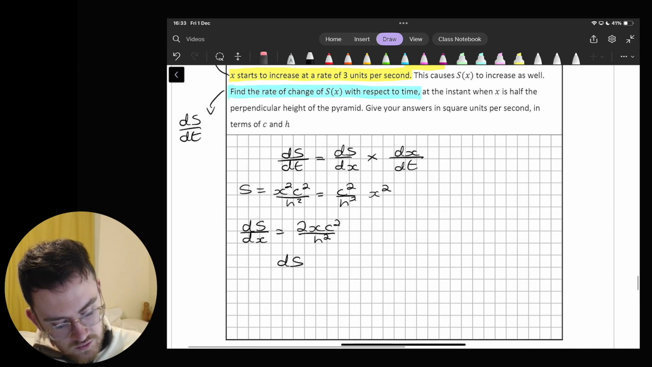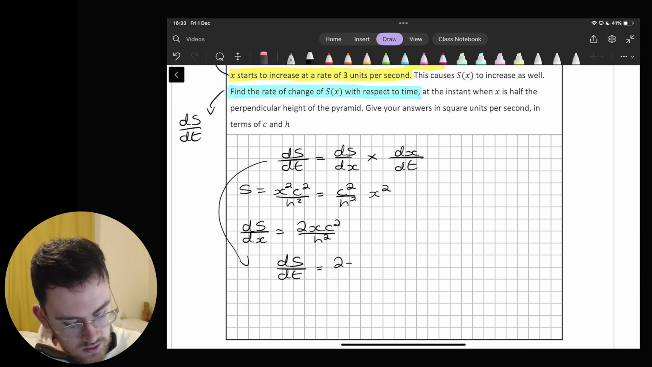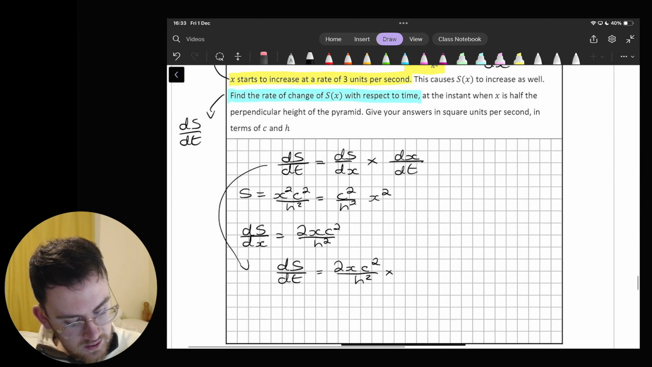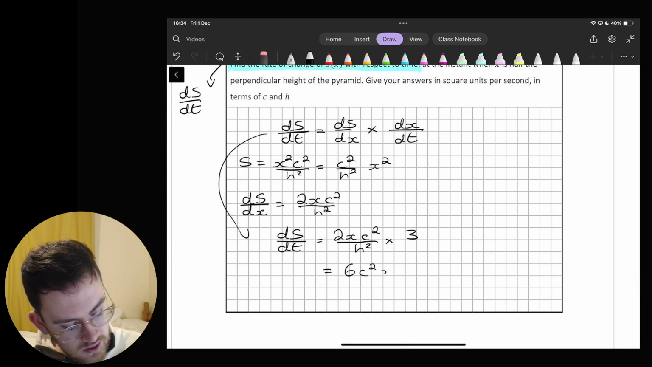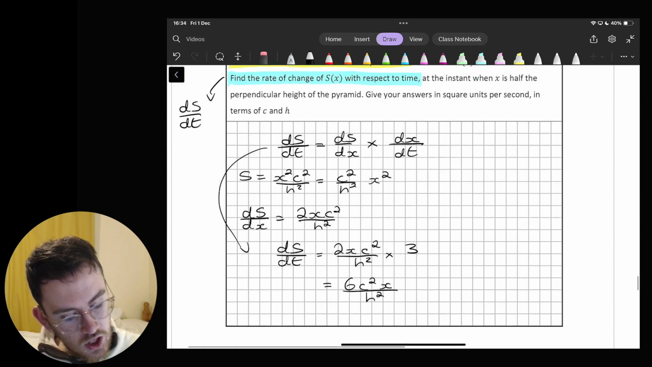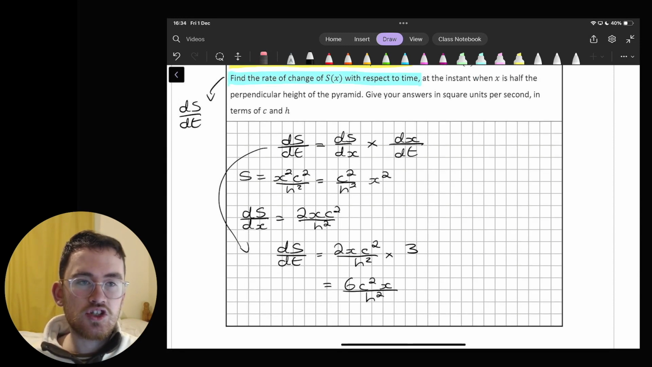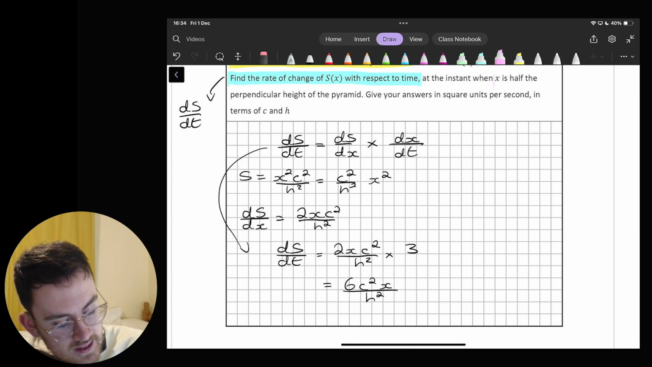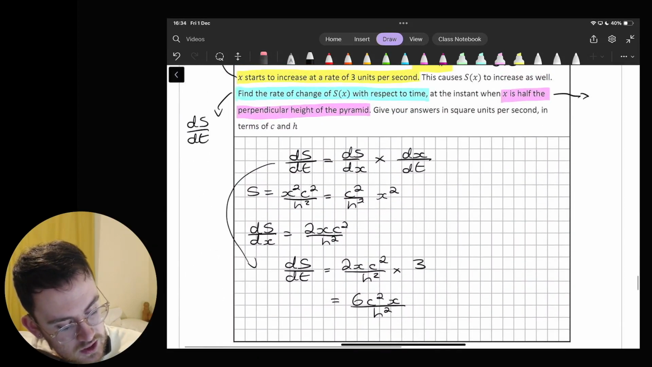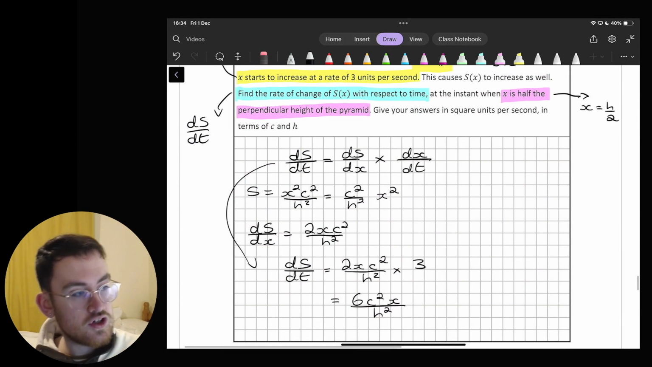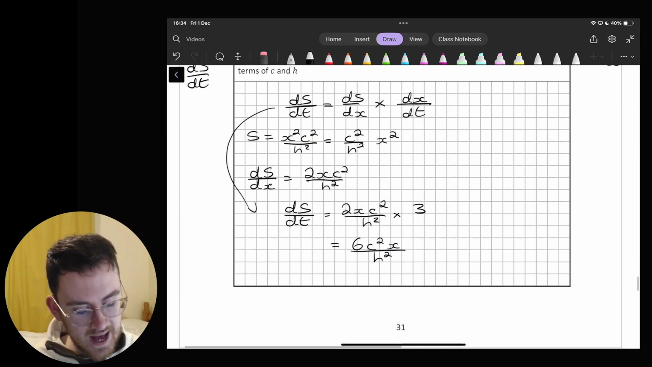So now taking from the related rate that we've set up here, I'm going to take that and sub in those values. So subbing in for ds dx and subbing in for dx dt as 3. And I get a value of 6c squared x over h squared. We wanted to find the rate at which it was changing at the instant when x is half the perpendicular height of the pyramid. So if the perpendicular height is h, they're saying here that this is the time at which x is equal to h over 2. x equals h over 2, or a half h.